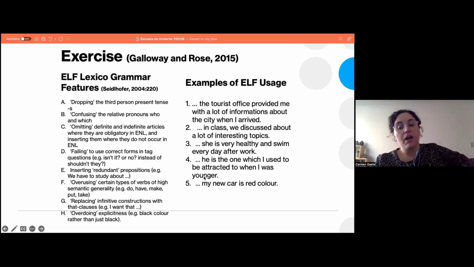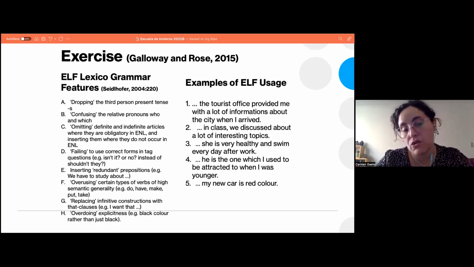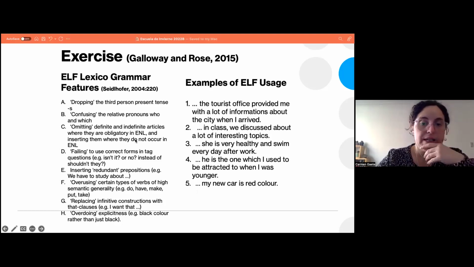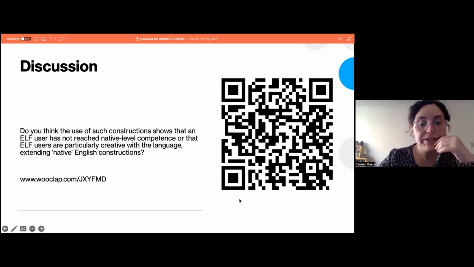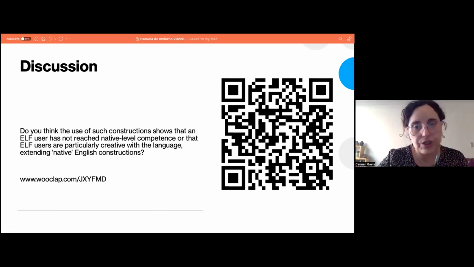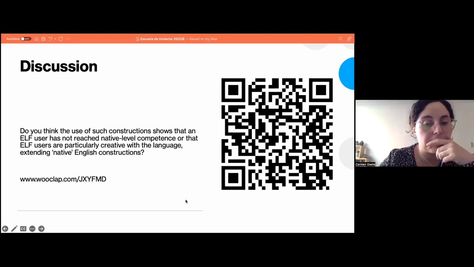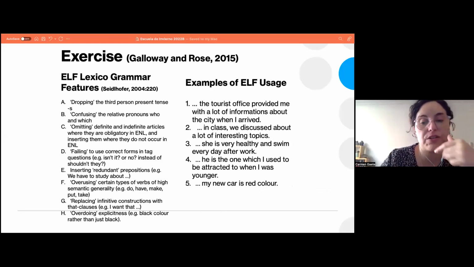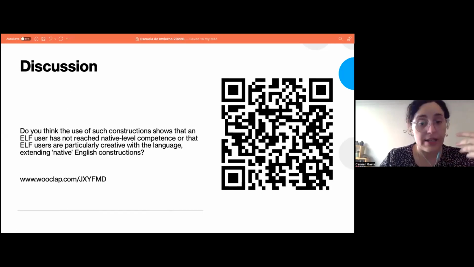And number five, my new car is red color. That is letter H, correctly, overdoing explicitness. So the word color, for example, is not necessary according to this description. It's just red. And red is understood as a color, right? However, this is another feature. Now, when we think about that, I'm afraid that we're not going to be able to have this conversation, which is a pity because this is a very interesting one. When you think of the features that you have here, again, as I said, they are very common.